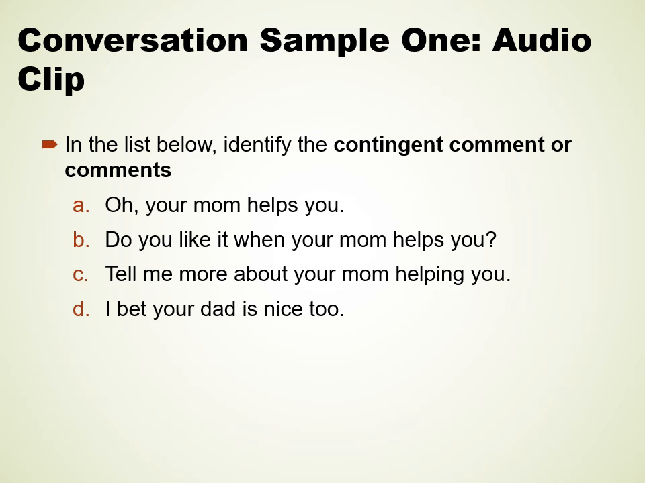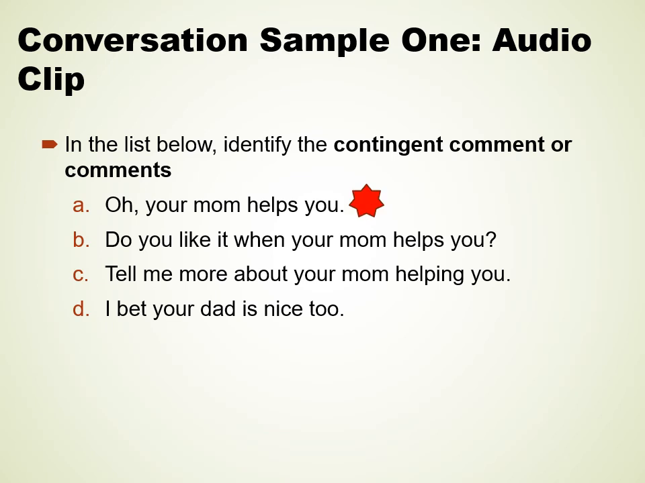In the list below, identify the contingent comment or comments and think about whether your comment is similar to one of these. A, "Oh, your mom helps you." B, do you like it when your mom helps you? C, tell me more about your mom helping you. Or D, I bet your dad is nice too. Can you pick out the contingent comments? Well, the first one is A, oh, your mom helps you. That definitely builds upon what the student was already talking about. So that gets our red star.